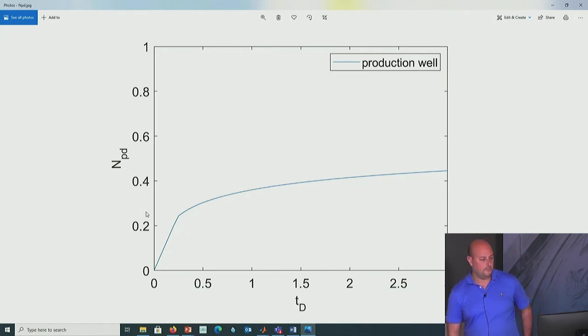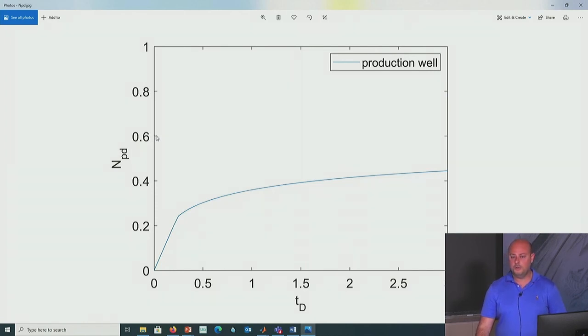It's very efficient. Once breakthrough occurs, which is right around here at about 0.25, that's when we said the breakthrough time was, all of a sudden I start producing both injected water as well as oil. And because of that, my oil recovery is slow. And it keeps going up, right? I could have gone to 4 pore volumes, 5 pore volumes, 100 pore volumes, and it would have eventually gone up to, I believe, 0.6, because it's going to be 1 minus SOR minus SWR.